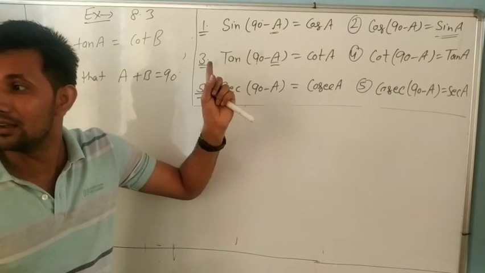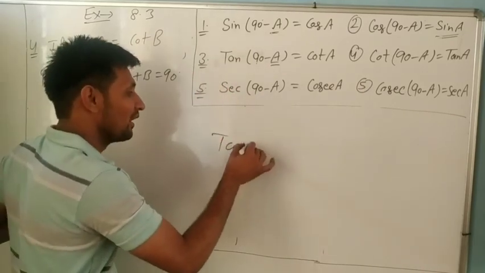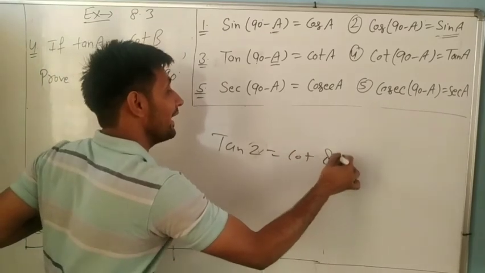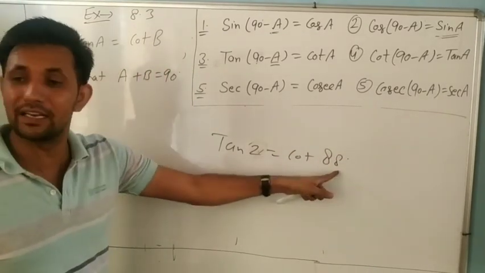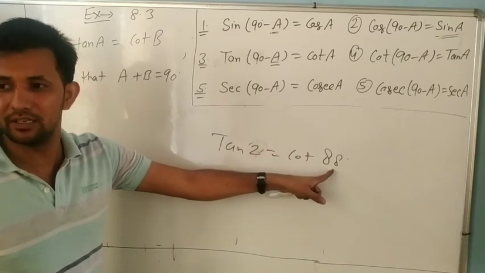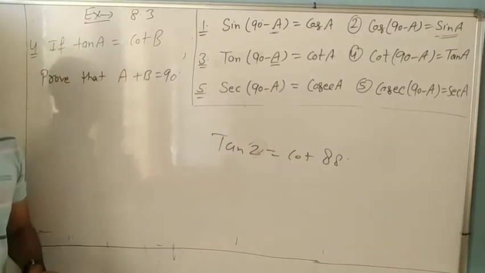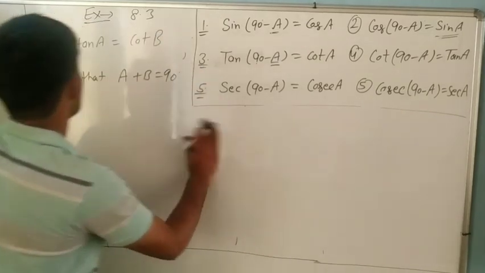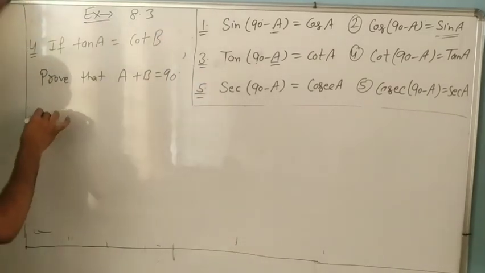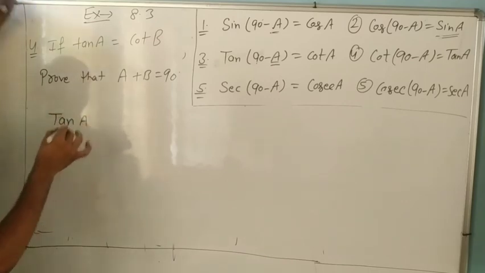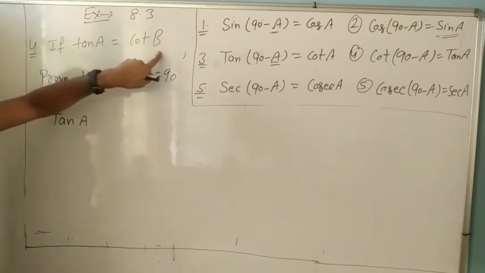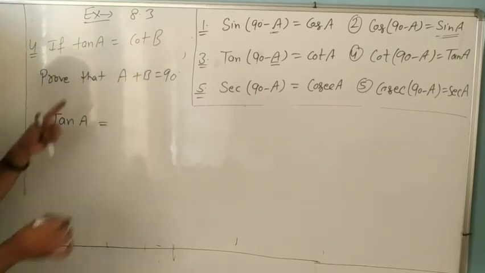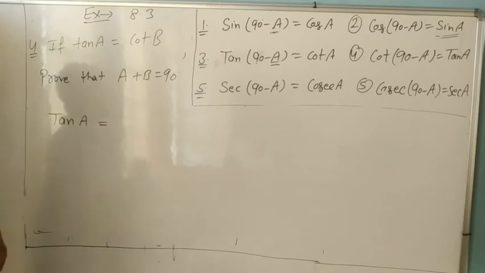I told you in the starting, tan 2 degree is equal to cot 88. 2 plus 88 is 90. I explained in the starting. Now here also, when A plus B is 90, then they are always equal. Look at why. So look at what we write. Yes, tan A. Can you say that A equals B? No, because one is tan, one is cot. So we will change so that both are in tan or both are in cot.